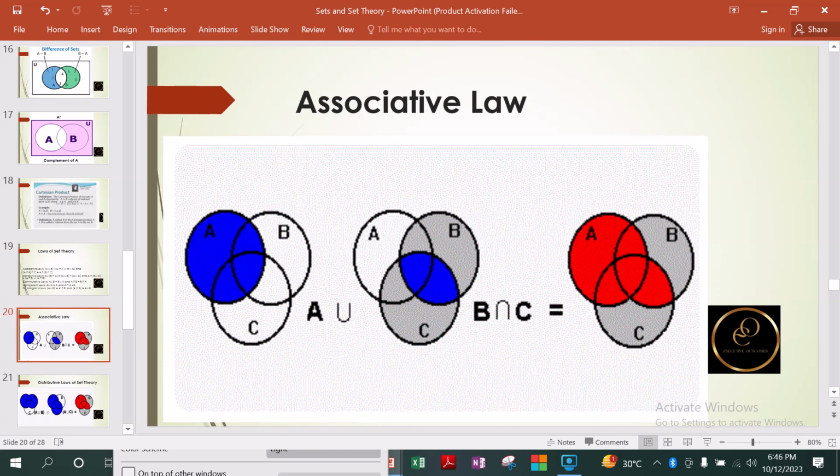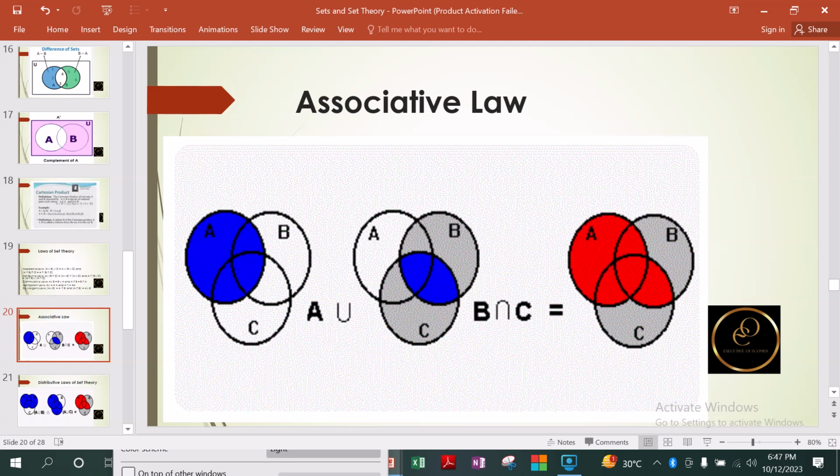Okay. We have in this particular case A union (B intersection C). So we are looking at A in the blue here, combined with the intersection of B and C, this blue part. When you overlay it, you find that it gives you this red coloring. That gives you the red coloring. So that is a demonstration of associative law. It can associate in this manner.